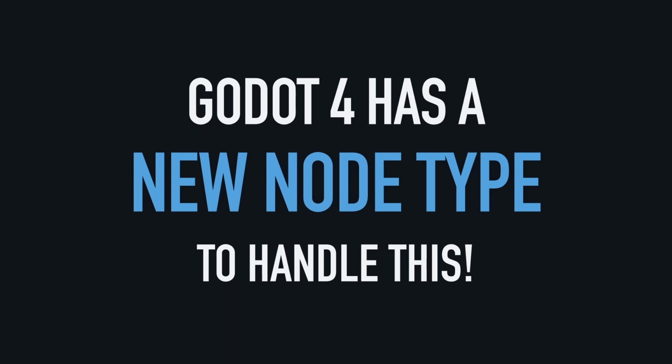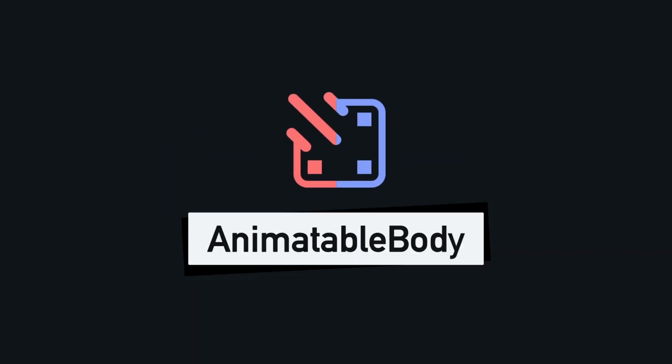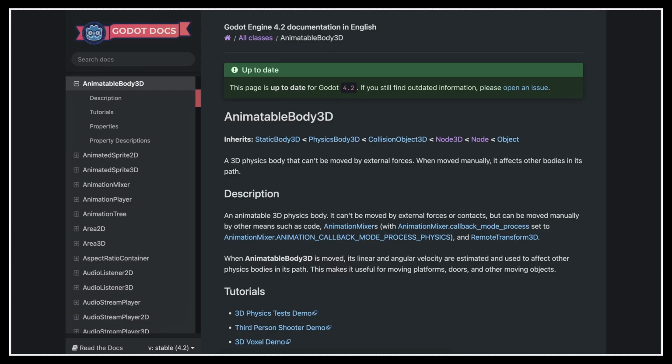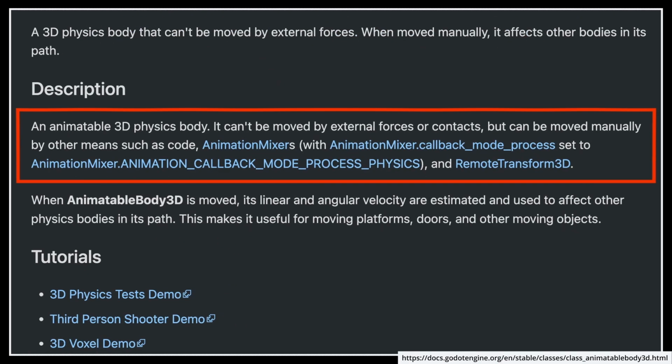So for this, the Godot team actually introduced a really cool new node type in Godot 4, the animatable body. So it exists in 2D and in 3D, and here we're using the 3D version. And basically it allows us to move our object in various ways, so from a script, using an animation player, or a tween object, or even a path, like we're going to do here.